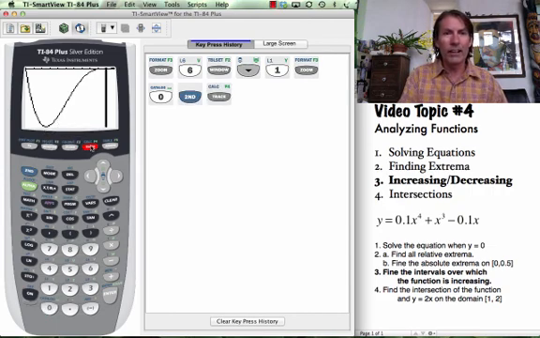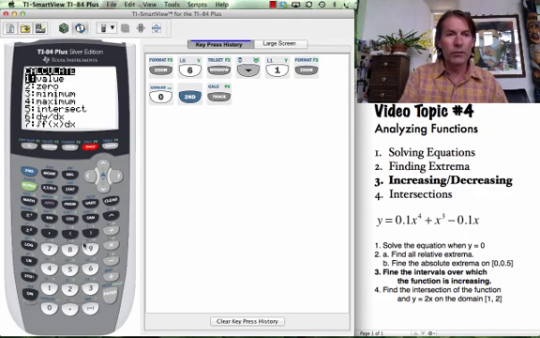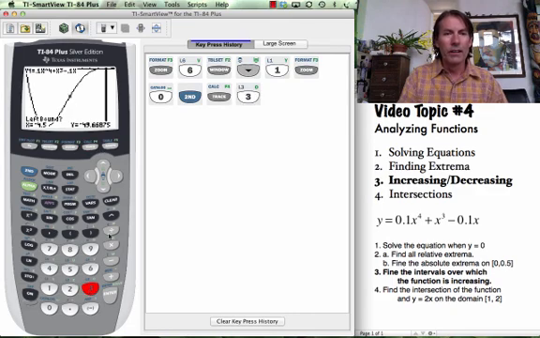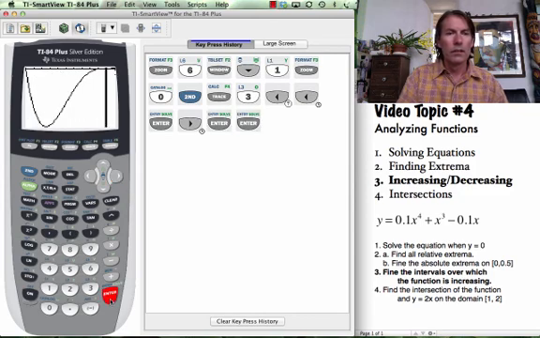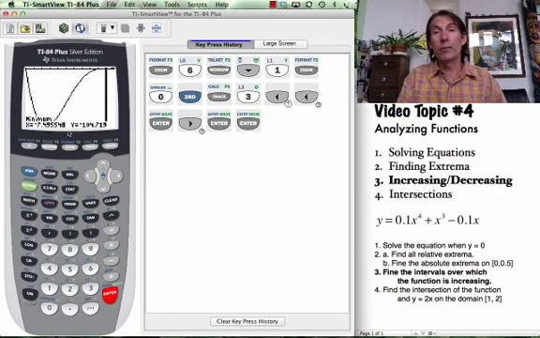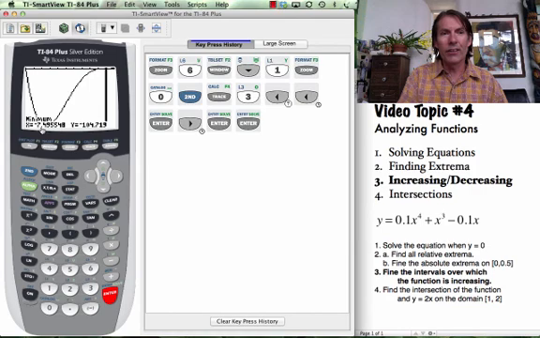Second, calculate minimum, which is 3, and set my left bound and my right bound. And it found the minimum. Now what we're really concerned about here is where, so that's the x value, so it's negative 7.495548.